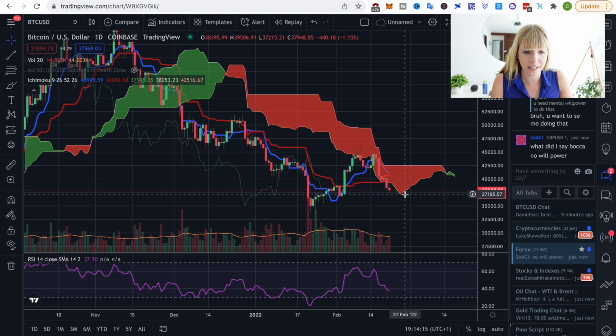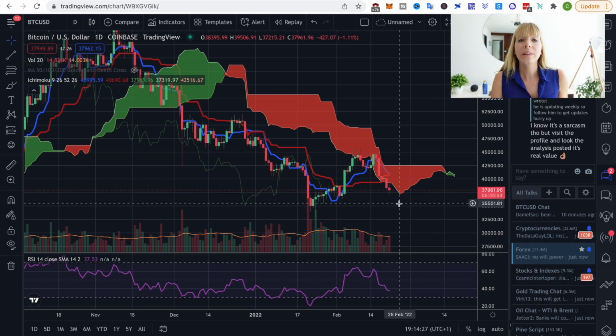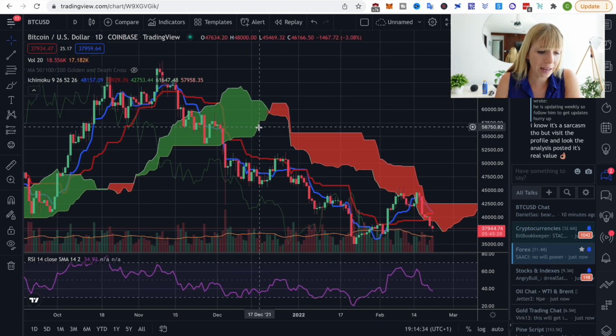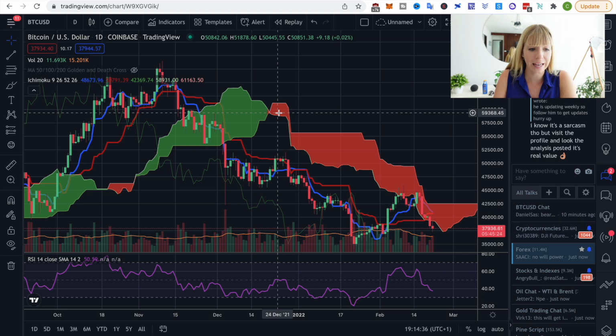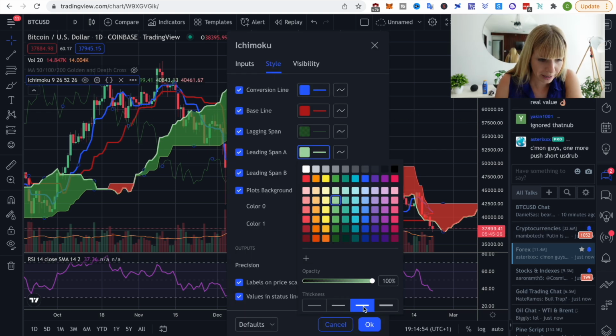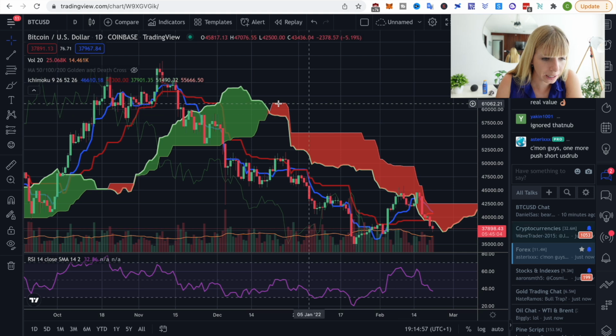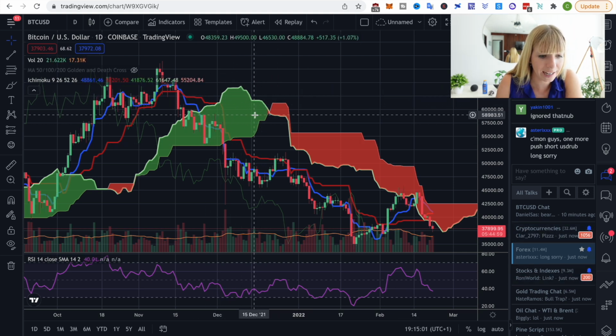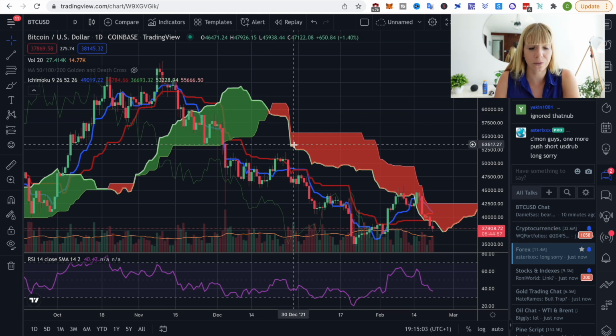The clouds are built, and the color is determined, by the two outer lines, the leading spans. When leading span A is above leading span B, then the cloud is green, like here. And if leading span A is below leading span B, then it turns red. So let's make leading span A a bit more visible here. If it's higher than leading span B, then it's green, and if it's lower than leading span B, then it's red.